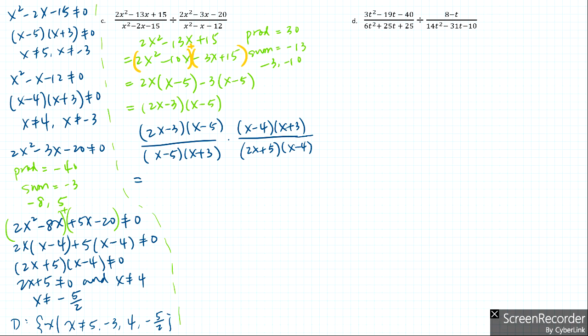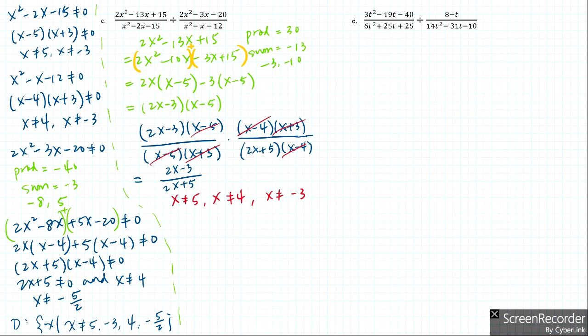Here we can have x minus 5 cancelled out. That's relying on x not equal to 5. And x minus 4 cancels out. That relies on x not equal to 4. And x plus 3 cancels out, relying on x not equal to negative 3. And lastly, we are just left with 2x minus 3 all over 2x plus 5.